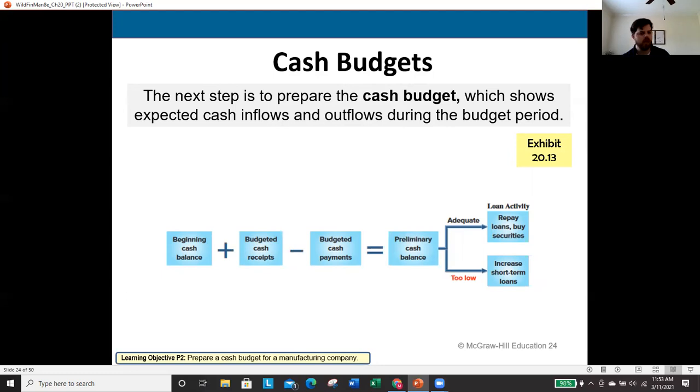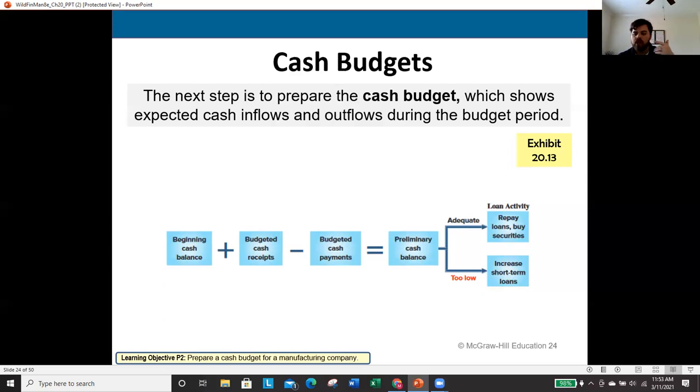It's quite involved. So we'll start with my beginning cash balance and add in any budgeted cash receipts that we might expect. We'll then take out any budgeted cash payments. This will give me what is called my preliminary cash balance. At this point, we have to ask ourselves a question. Do I have enough cash?